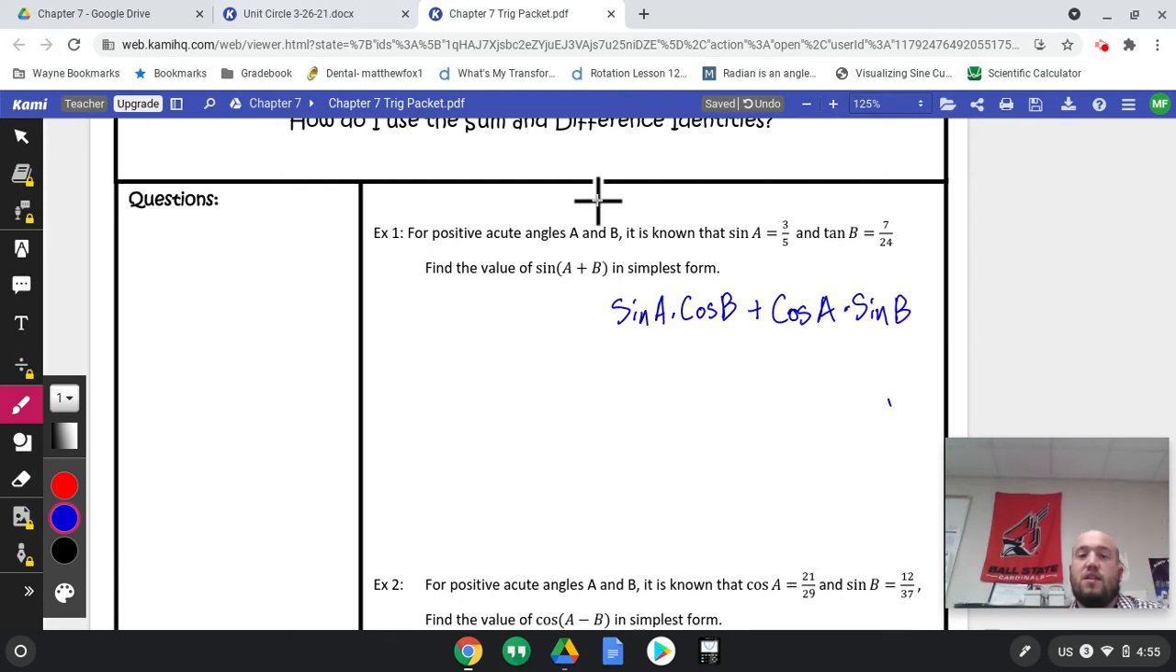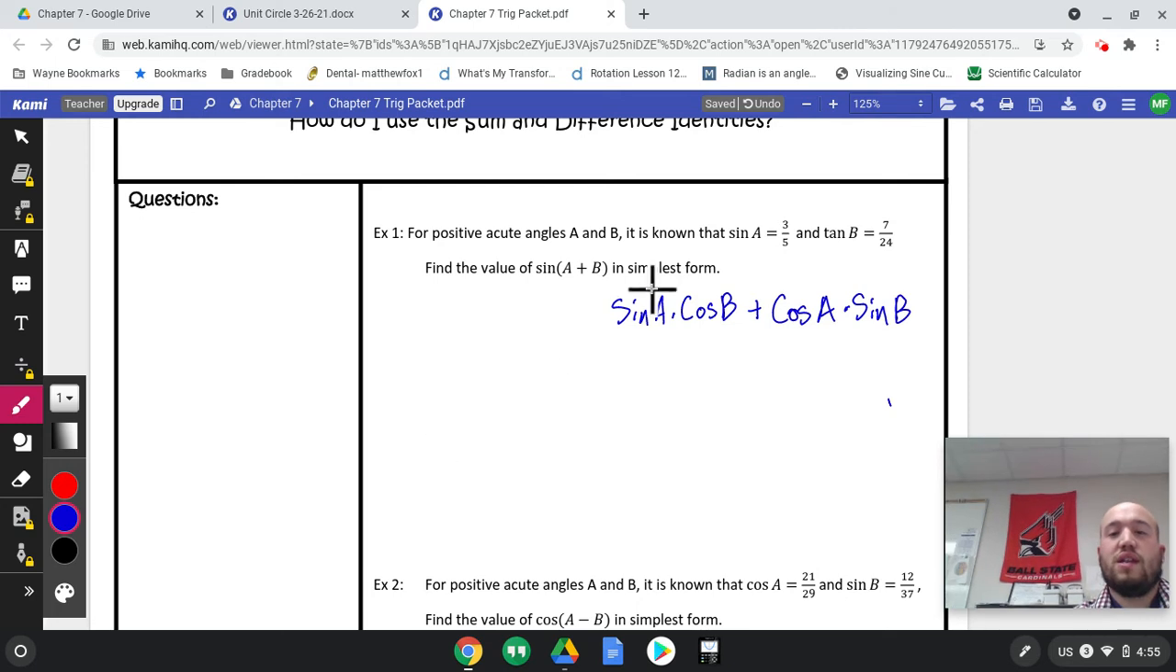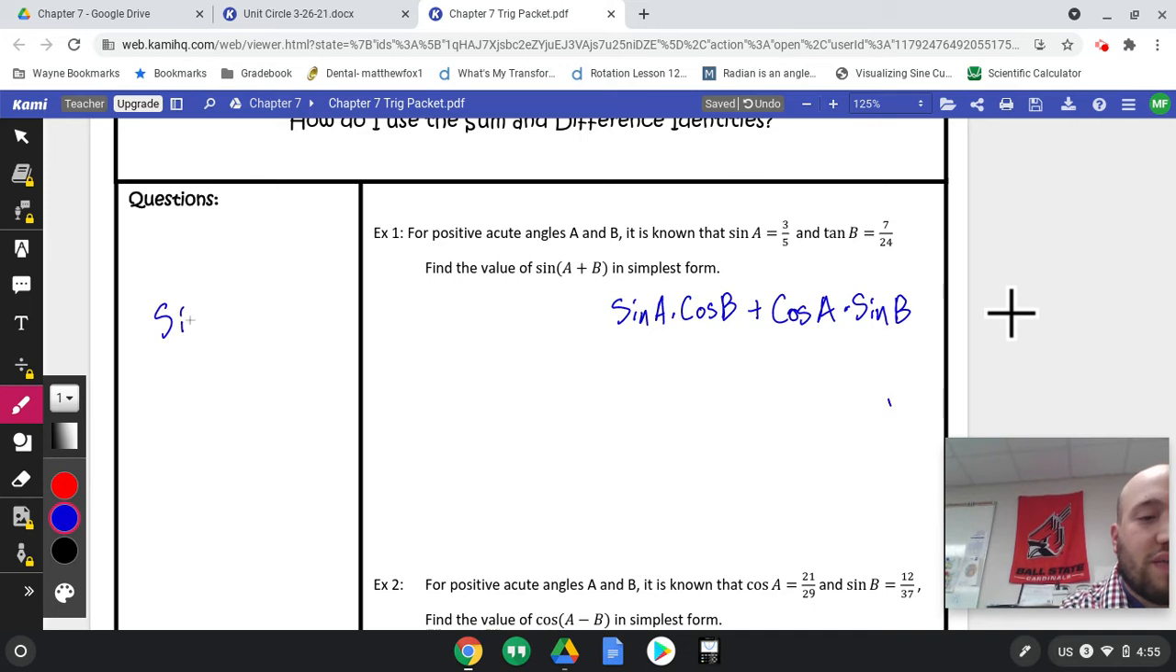Now, in the information, we are given sine of A is 3 over 5, and tangent of B is 7 over 24. In the end, we need to find these four pieces of information, and then we can solve and simplify. So over here on the left, I'm going to write sine of A, cosine of A. We want to know what that equals. We also want to know what sine of B equals and what cosine of B equals.